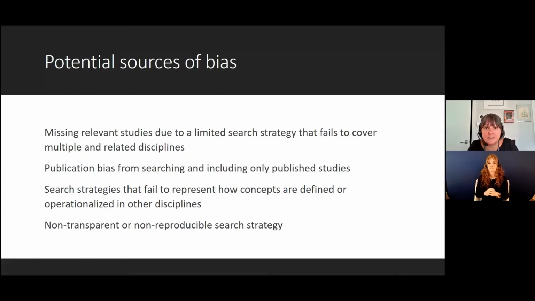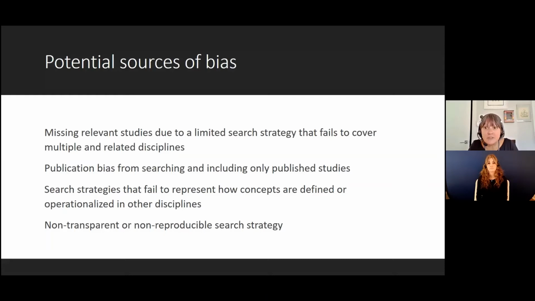A second potential source of bias that might creep into your literature review stage is publication bias from searching and including only published studies. We don't have time to go into this here, but it is well established that in the social sciences, in psychology, in medicine, studies that are statistically significant are more likely to be published. And if we only focus on published studies, we are likely to overestimate the impact, for example, of an intervention. So we need to search unpublished sources as well, and I'll talk about that in a second.